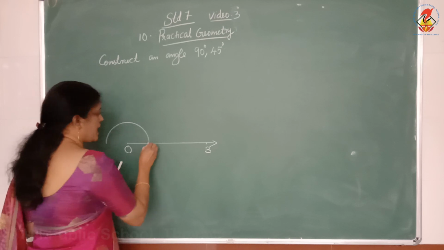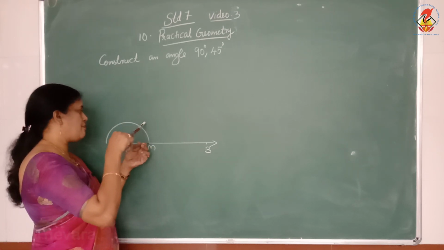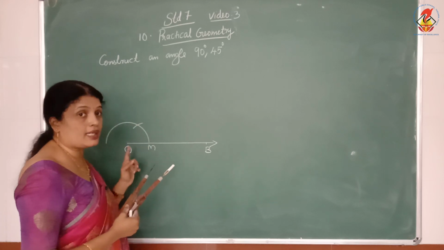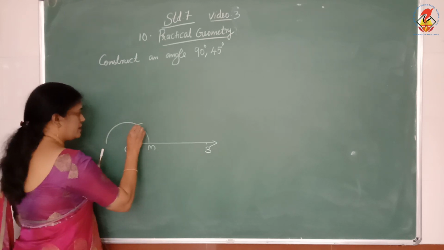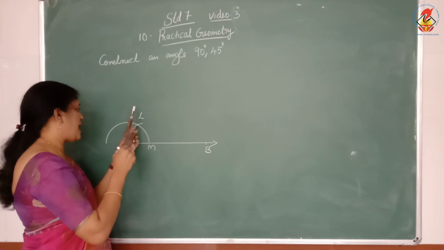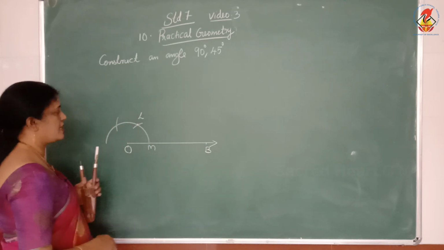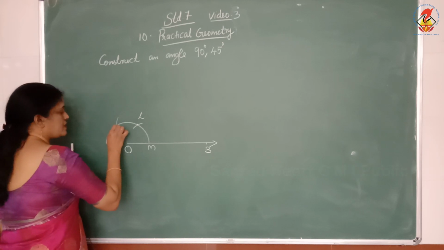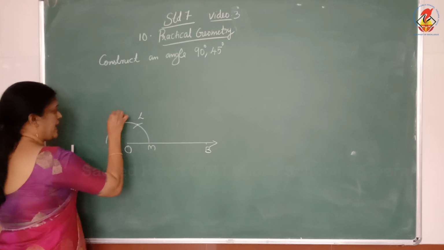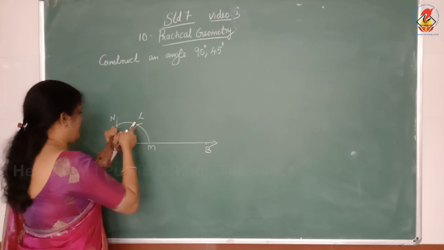This arc meets OB at M. Same radius, with M as a center, draw an arc. This arc cuts the previous arc, this is L. With L as a center, same radius, draw an arc. Another point on the same previous arc, this point represents N.